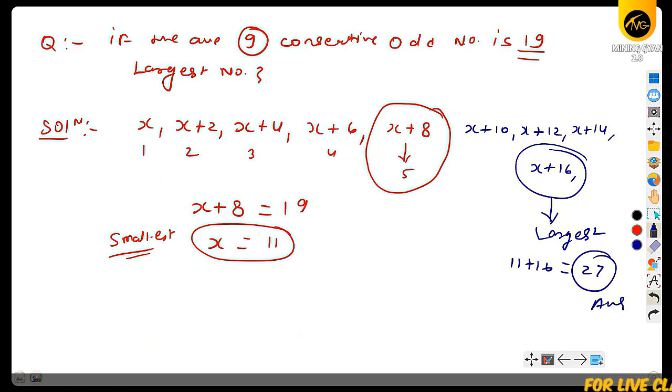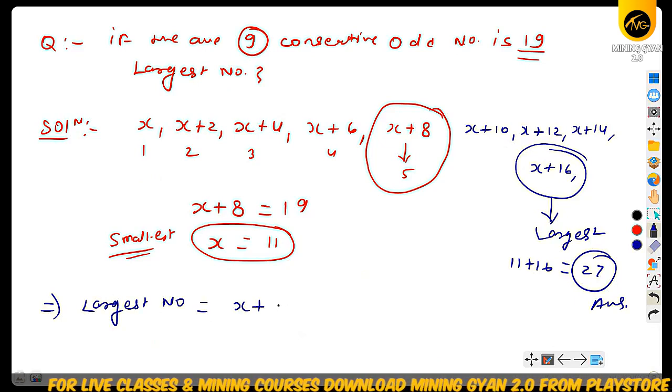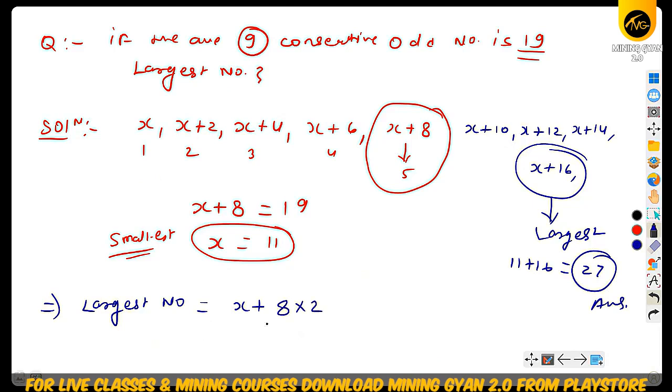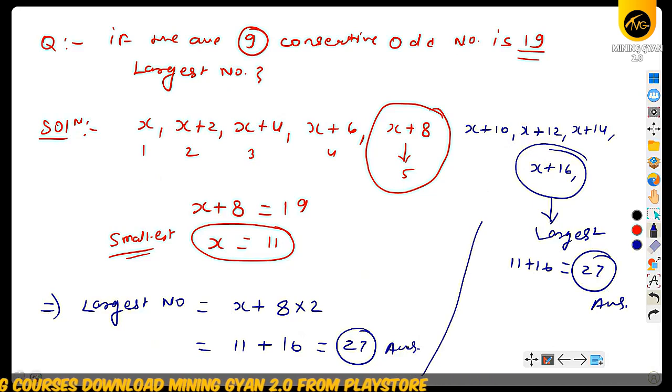That is the answer. Or you can use the shortcut method to find out the highest number. Suppose largest number is equal to x plus 8 into 2. So what is x? x is 11, plus 8 into 2, that will be 16, is equal to 27. This is also the way to find out the largest number.